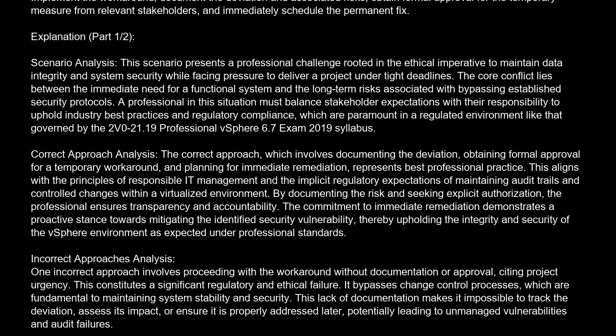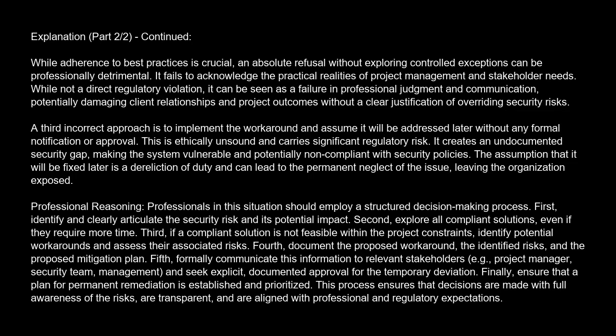Another incorrect approach is to refuse to implement any workaround, insisting on a full, compliant solution that will cause significant project delays. While adherence to best practices is crucial, an absolute refusal without exploring controlled exceptions can be professionally detrimental. It fails to acknowledge the practical realities of project management and stakeholder needs. While not a direct regulatory violation, it can be seen as a failure in professional judgment and communication, potentially damaging client relationships and project outcomes without a clear justification of overriding security risks.